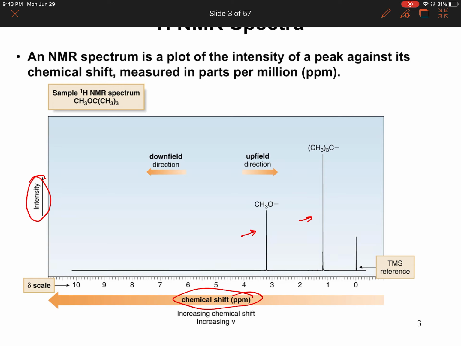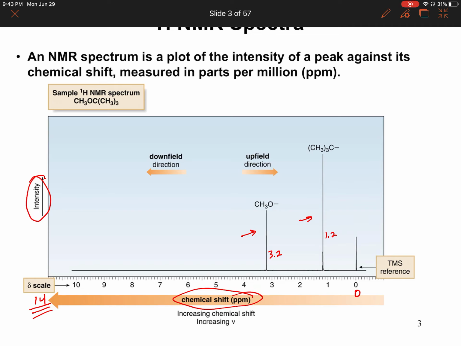For example, this one shows up around 3.2. This one shows up around 1.2. So that's telling us where the signal shows up. Intensity is just telling us how strong that signal is. There is some terminology that you need to be familiar with, the terms upfield and downfield. This spectrum actually goes from close to 0 to close to 14. You can't really see it over here, but it actually goes to 14 over here.